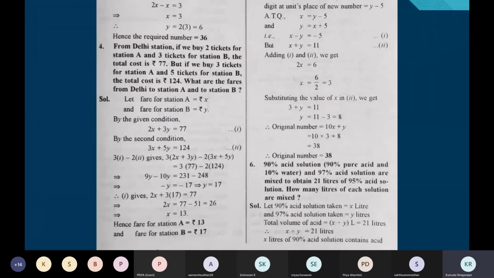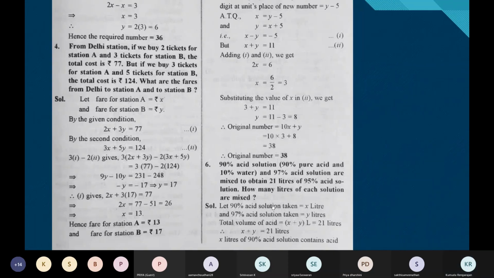All right, children. So let's first understand the question. 90% acid solution and 97% acid solution are mixed to obtain 21 liters. There are two things here: one is the quantity, 21 liters, and the percentage of acid in those 21 liters. The percentage of acid is 95%. So this 21 liters is 95% acid solution.